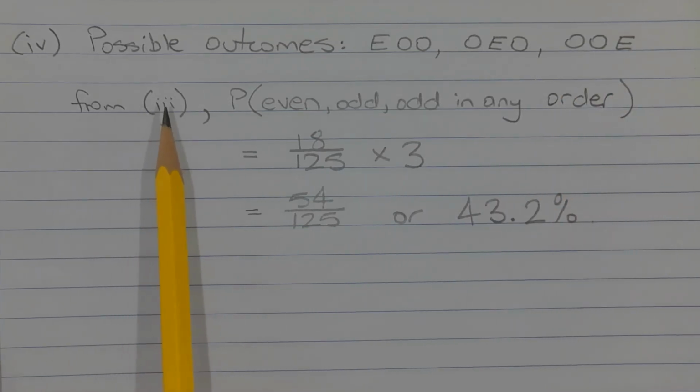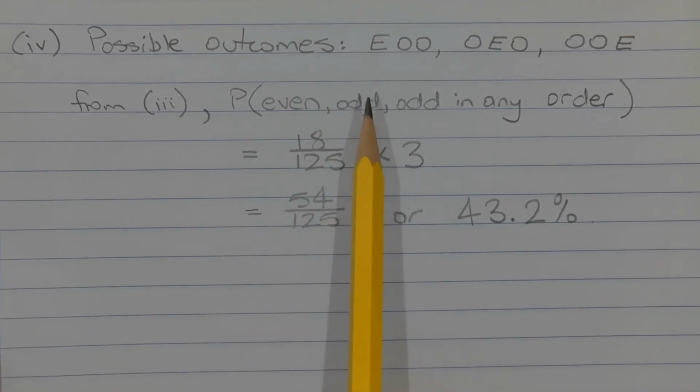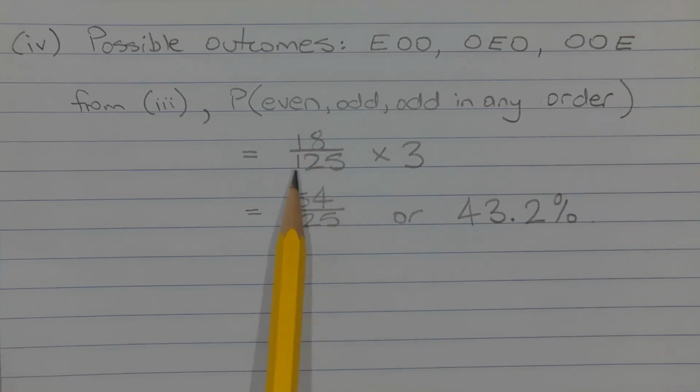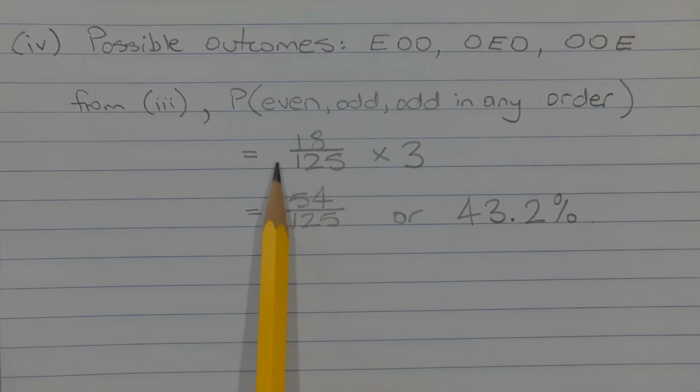So from part 3, the probability of spinning an even number, an odd number and an odd number in that order is equal to 18 over 125. Now recall, this was the probability of spinning an even number followed by 2 odd numbers. But because there are 3 possible outcomes, we multiply this probability by 3. And that equals 54 over 125 or 43.2%.